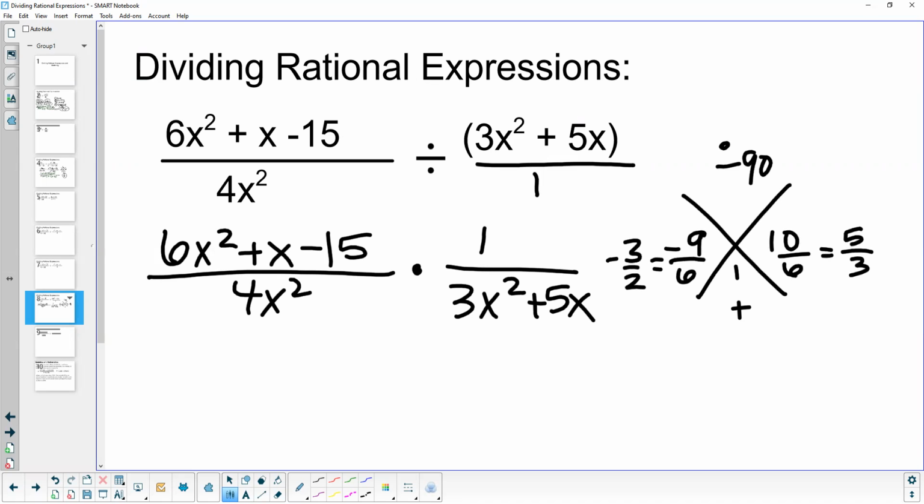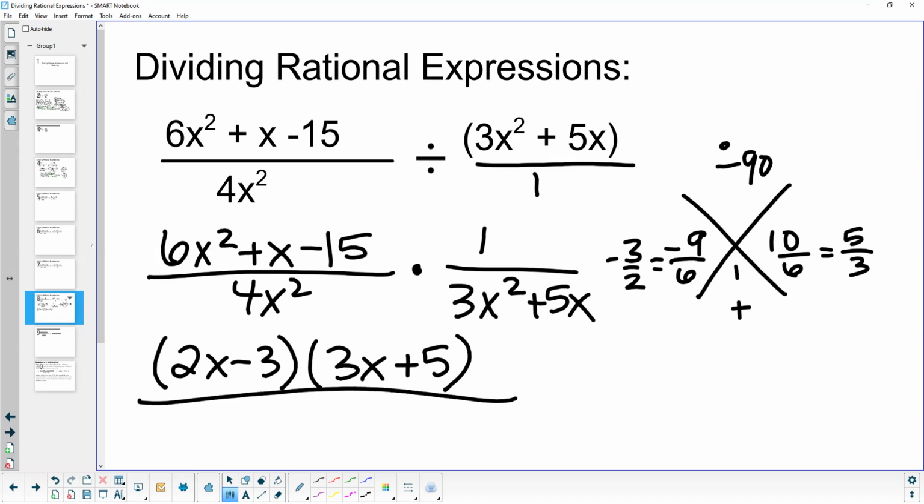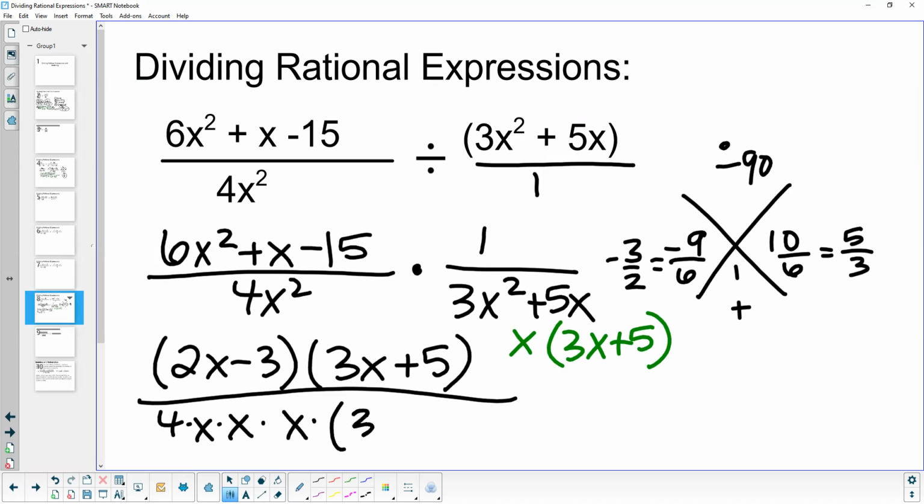And so what that means is this top piece actually factors into, remember, bottoms up, 2x minus 3. And that other piece factors into a 3x plus 5. And then we just have a 1 on top. And then on the bottom, we've got a 4 times x times, now this will factor into, we can pull an x there, so an x times a 3x plus 5, like this. So times x times 3x plus 5. And then we want to simplify that. We can cancel out or simplify that 3x plus 5 into a 1.